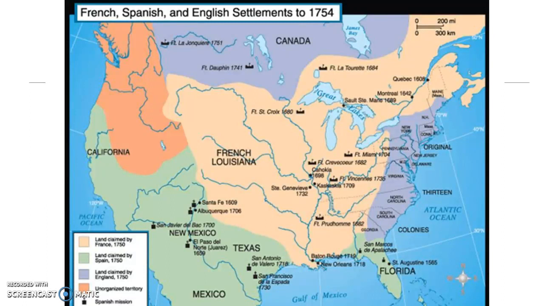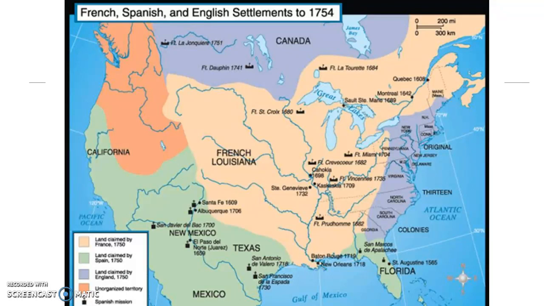So if you take a look at this map, you can see the original 13 colonies are highlighted there in sort of a gray-purple. And you can see that that's land that is claimed by England as of the year 1750. What you'll notice, and it might be a surprise, is that in that light orange color, there's a whole lot of territory that was claimed by the French, far more than the English possessed.